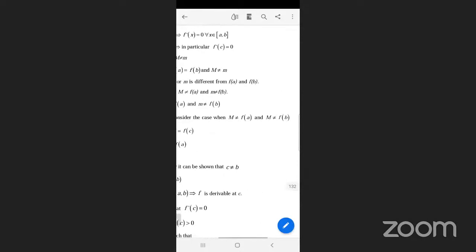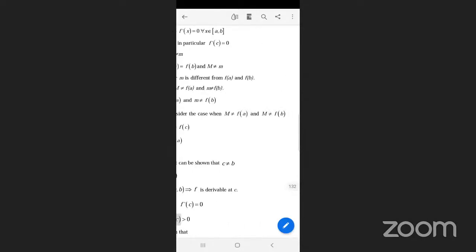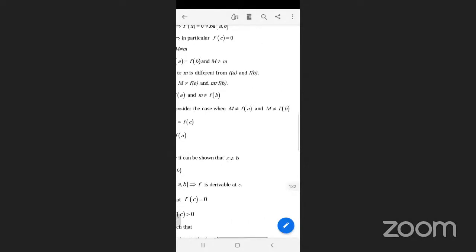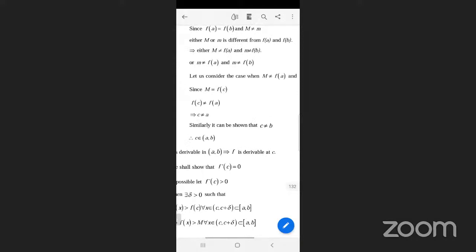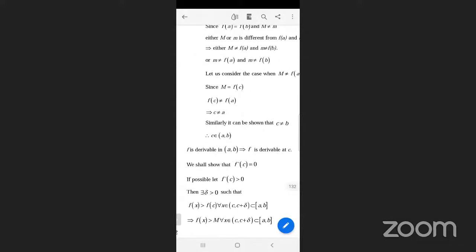So at this particular point the function derivative must be equal to 0 according to the definition of differentiation, right differentiation and left differentiation. Let us suppose f dash c equals 0. If possible, suppose f dash c greater than 0. There exists delta greater than 0 such that f(x) greater than f(c), that is greater than this right hand limit. So (c, c plus delta) is contained in (a, b), f(x) greater than m and x belongs to (c, c plus delta), which belongs to (a, b).